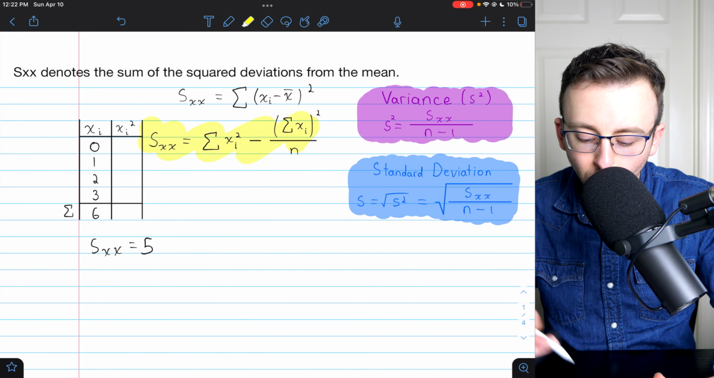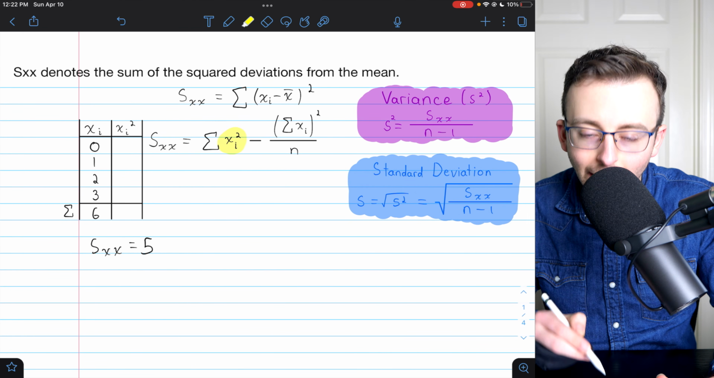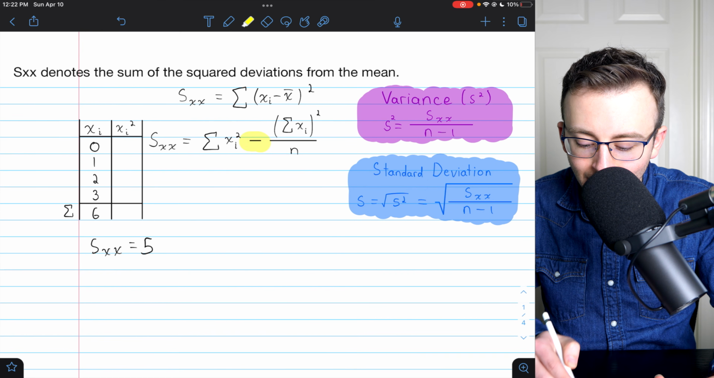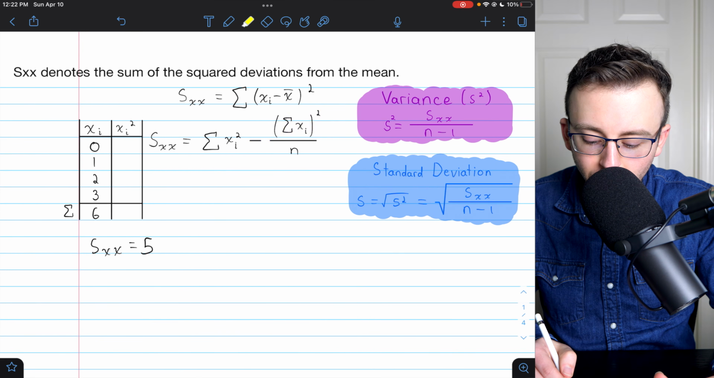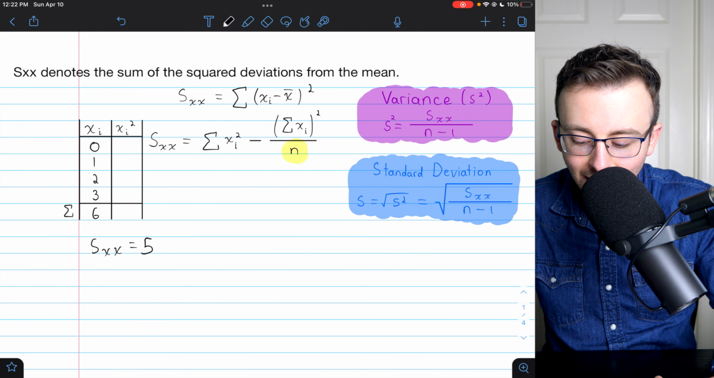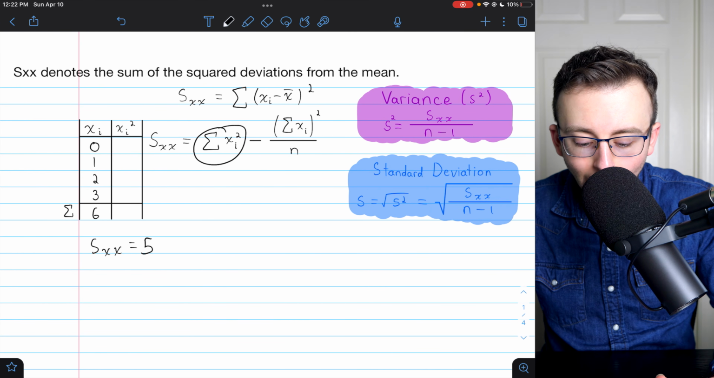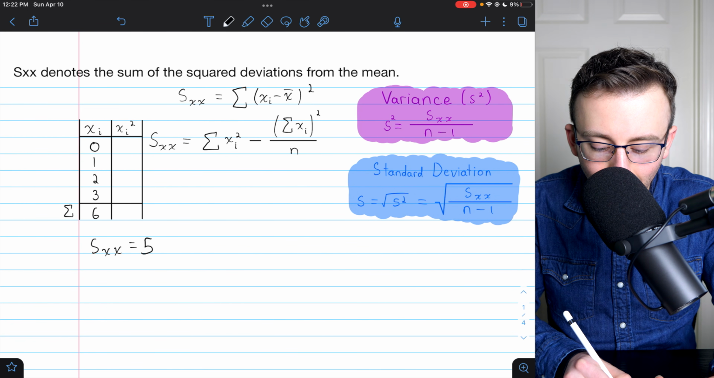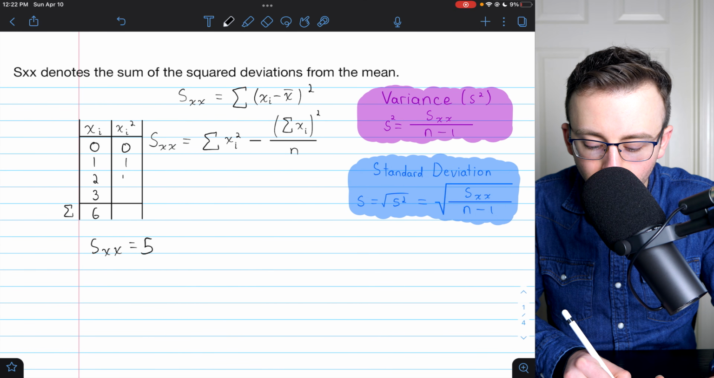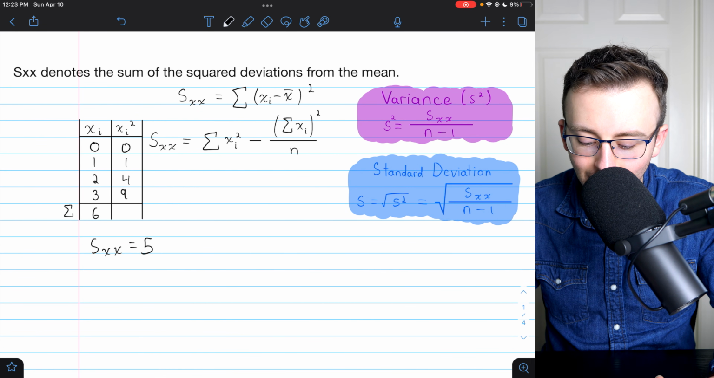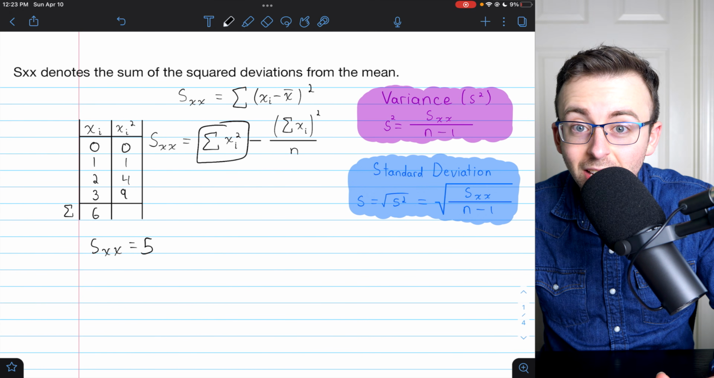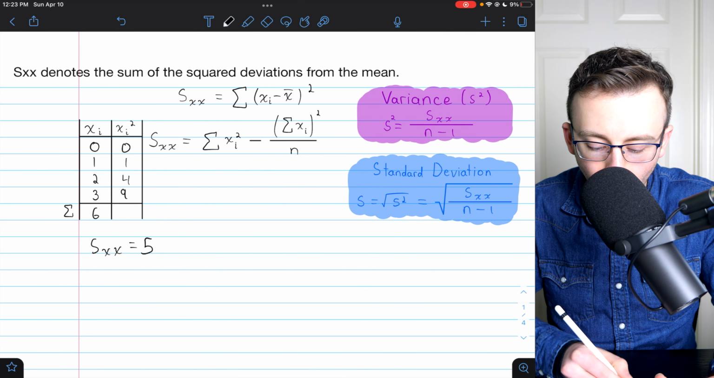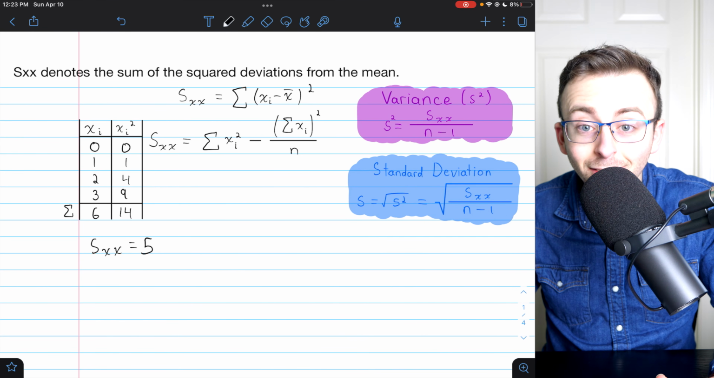To use this formula that works a little more quickly, I just need to square all my data values and then add them up, and then I need to subtract the squared sum of the data values divided by the number of data values I've got. So let's start with adding the squares. For starters, I'm just going to fill in this column where I'll square all the data values. 0 squared is 0, 1 squared is 1, 2 squared is 4, 3 squared is 9. The formula requires that all of these be added together, so let's do that. 9 plus 4 is 13, plus 1 is 14. That's the sum of the squares.